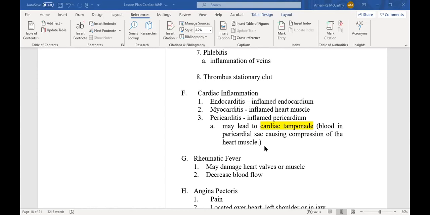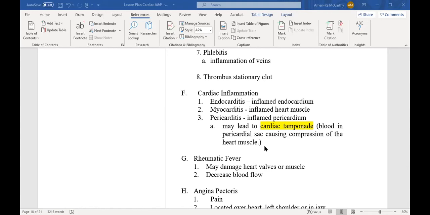Then, of course, we have cardiac inflammation diseases, and we already talked about that. Endocarditis, myocarditis, pericarditis, right? Inflamed wherever it is. Endocarditis is inflamed endocardium, right, which is the inner layer of the heart. Pericarditis is when the sac that the heart is in becomes inflamed. Now, the pericarditis can lead to cardiac tamponade, right? And that's when blood gets into that sac, right?